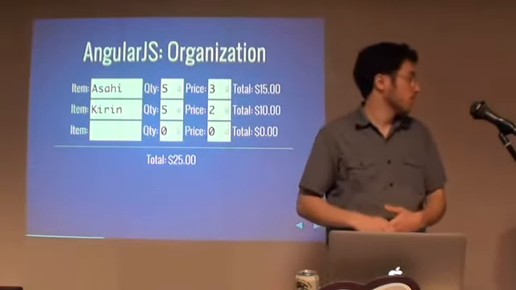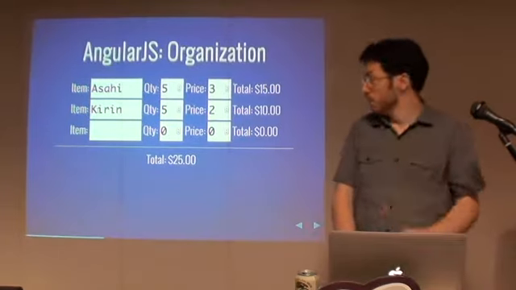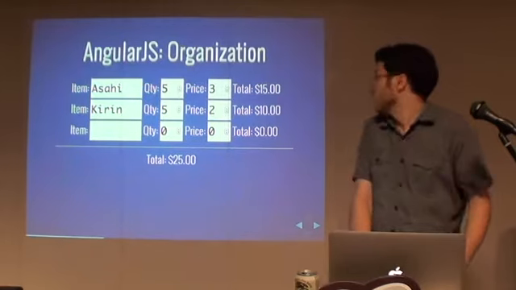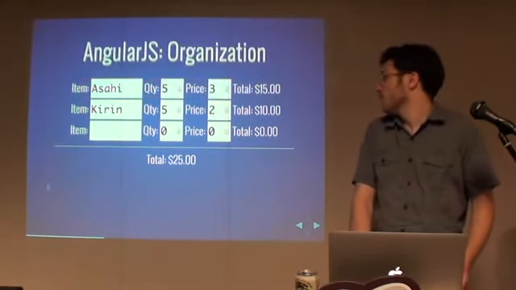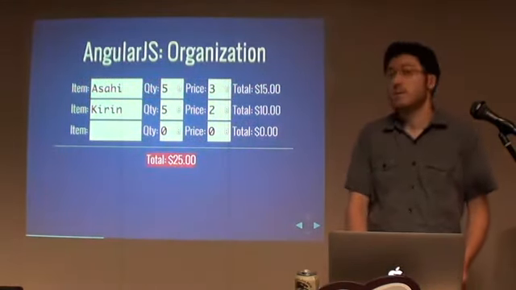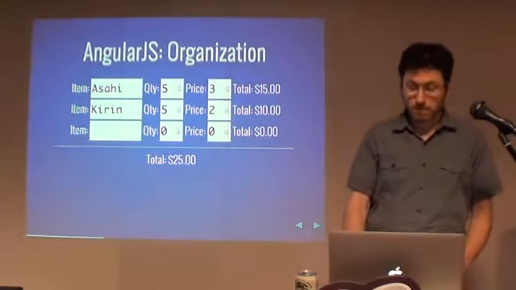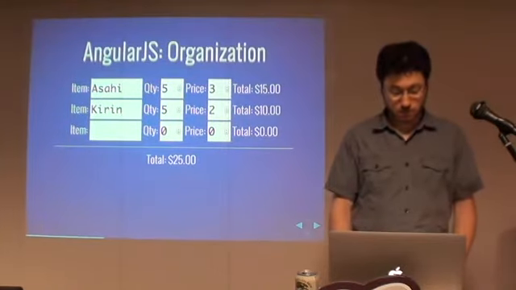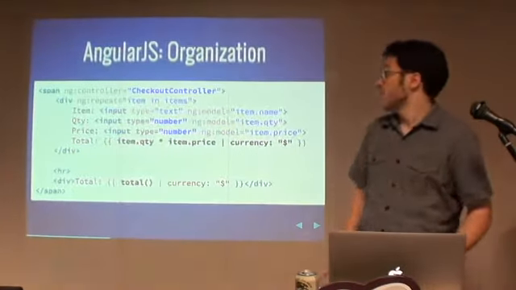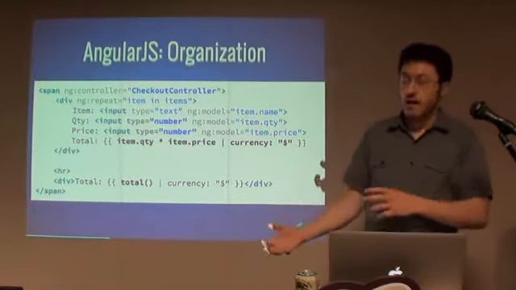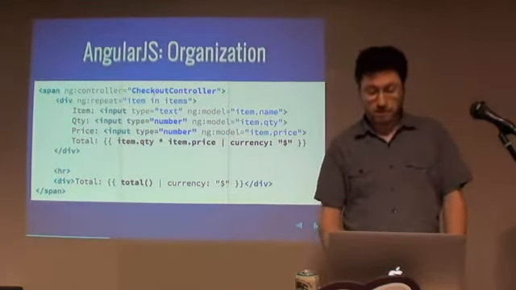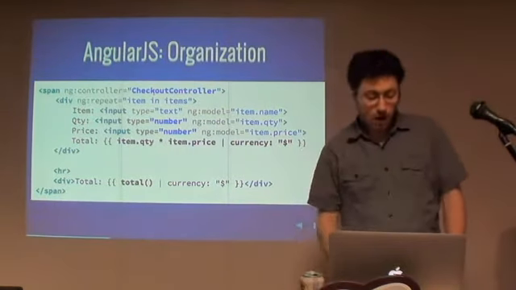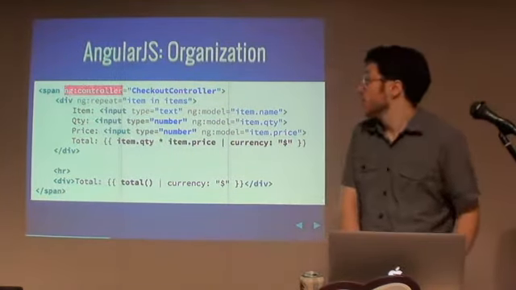And whenever I update any of these numbers, it recalculates the subtotal for that item, as well as the total for all items. And here is the HTML listing for that interface. Here we see a new directive called ng-controller.